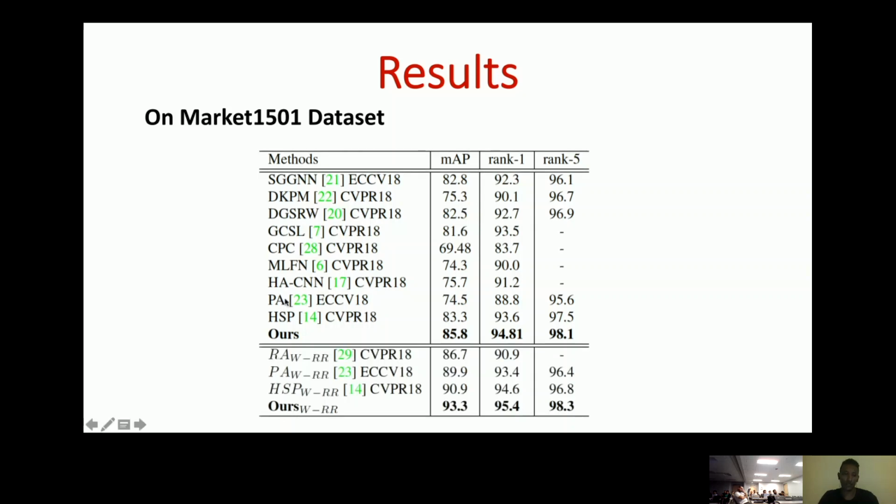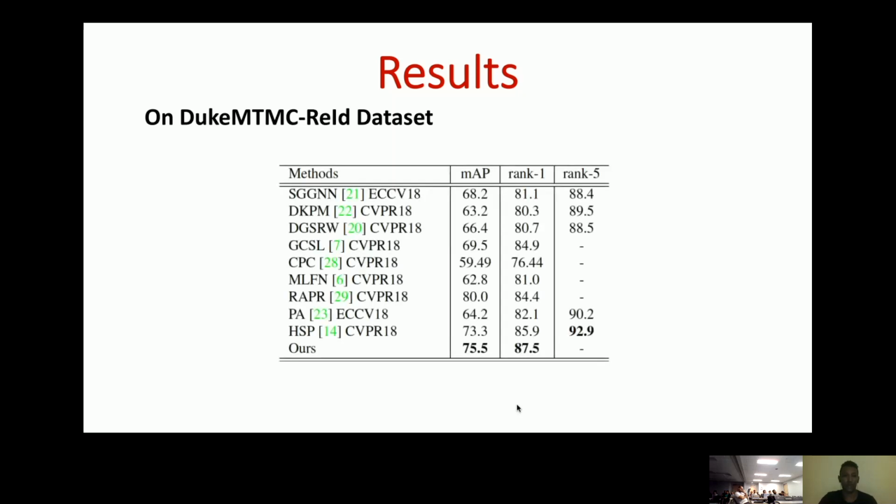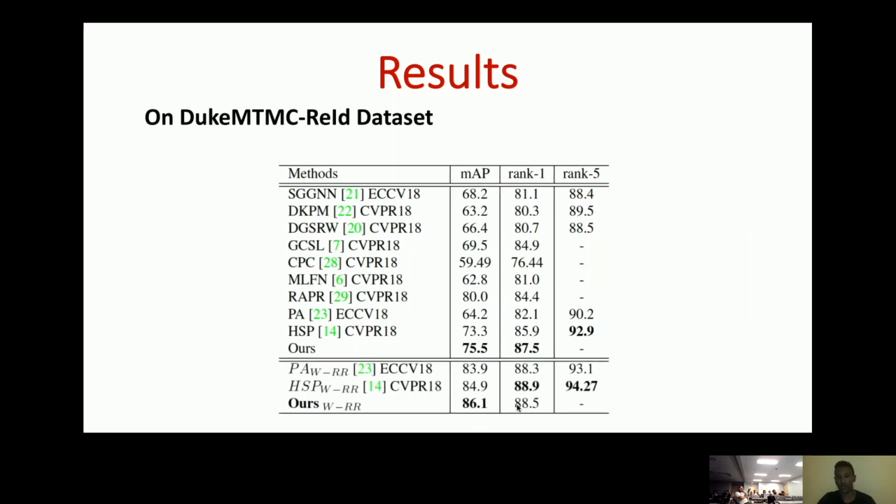But here we also experimented by using a re-ranking method, following the recent person identification methods. So as you can see, in both cases, with and without re-ranking, our model performs better than state-of-the-art methods. The same here on the Duke dataset, our approach outperforms state-of-the-art methods with re-ranking and without re-ranking.